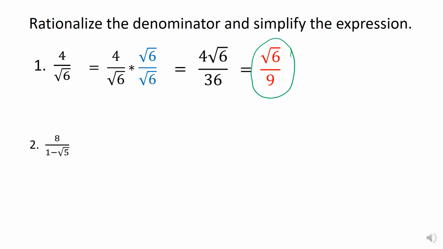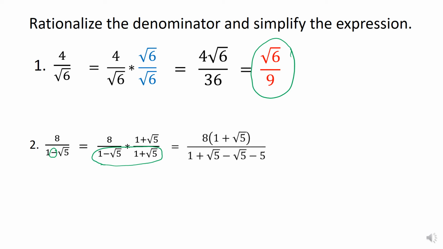With number 2, we've got multiple terms in the bottom. So with these 2 terms, when we look for the conjugate, what we do is we change the sign of the second term. So we're going to multiply 8 over 1 minus root 5 by 1 plus root 5 divided by 1 plus root 5. Now this is very important. We only want to multiply out what we're trying to rationalize.